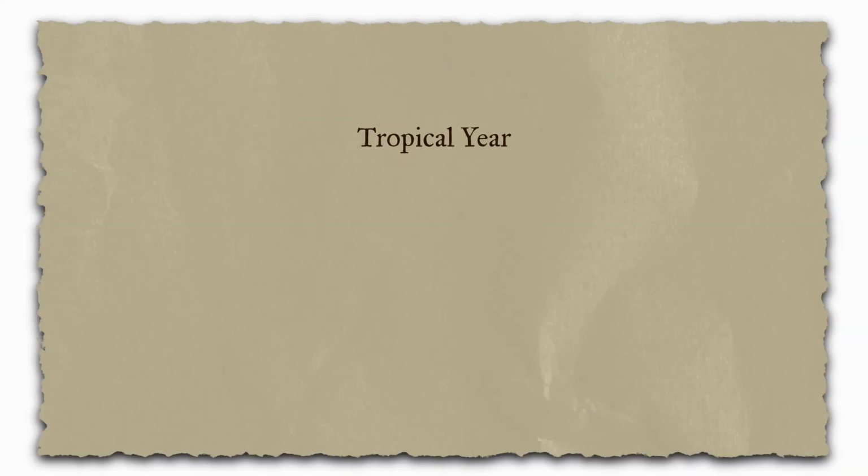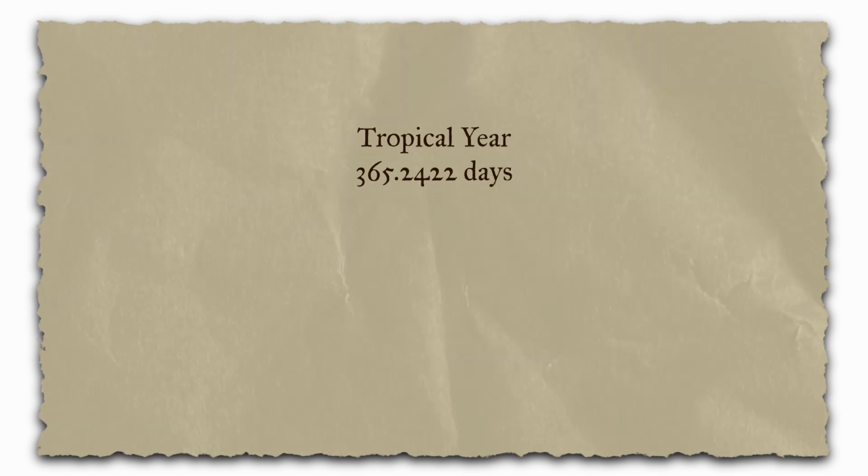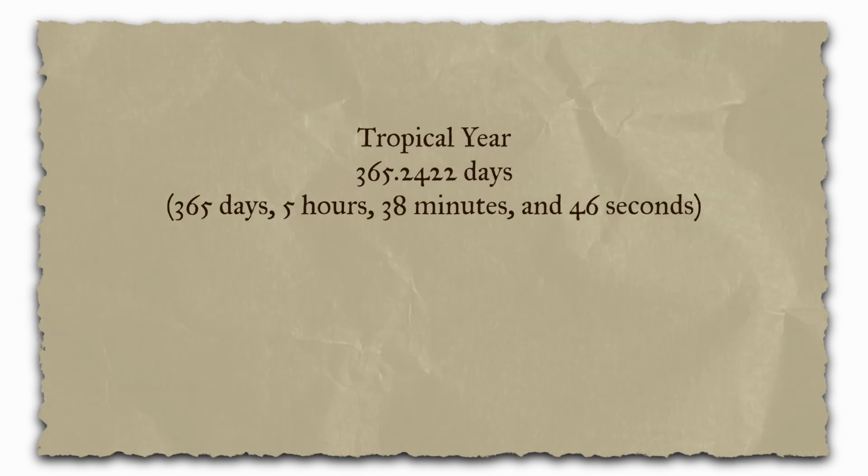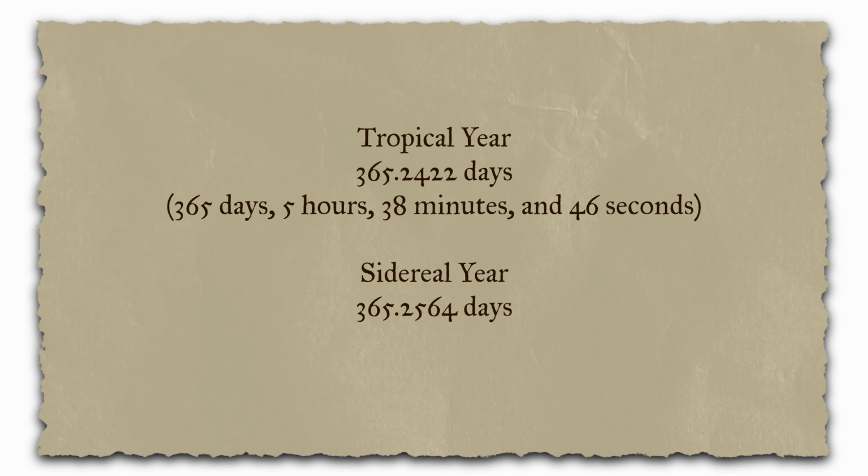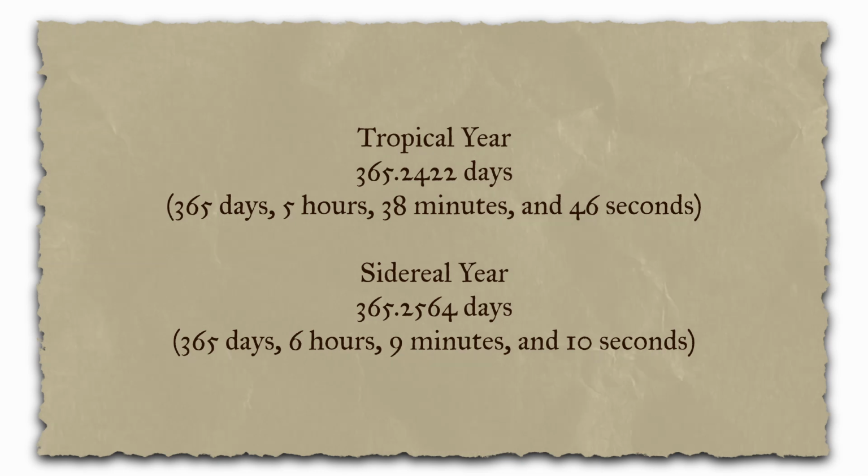If we ignored precession and asked how long it took the Sun to return to its actual same position amidst the background stars, this is then known as a sidereal year, and as you'd expect, with it only differing by that minute amount, it is only slightly longer than the tropical year. Using some modern values to give you an idea of the difference, a tropical year is 365.2422 days, or 365 days, 5 hours, 38 minutes, and 46 seconds. A sidereal year is 365.2564 days, or 365 days, 6 hours, 9 minutes, and 10 seconds.